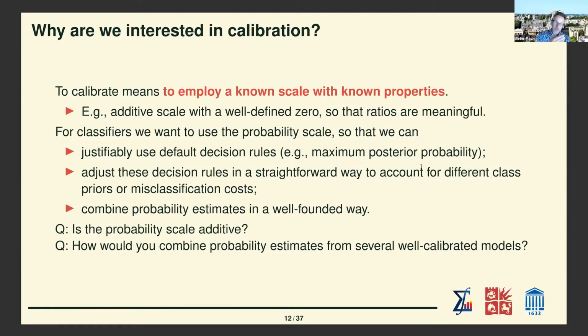And as I will show in a minute, we can also adjust these decision rules in a straightforward way to account for different class distributions or for different misclassification costs and still make good optimal decisions. And finally, if all probability estimators are calibrated, they score on the same scale, and then we can easily combine probability estimates in a well-founded way.